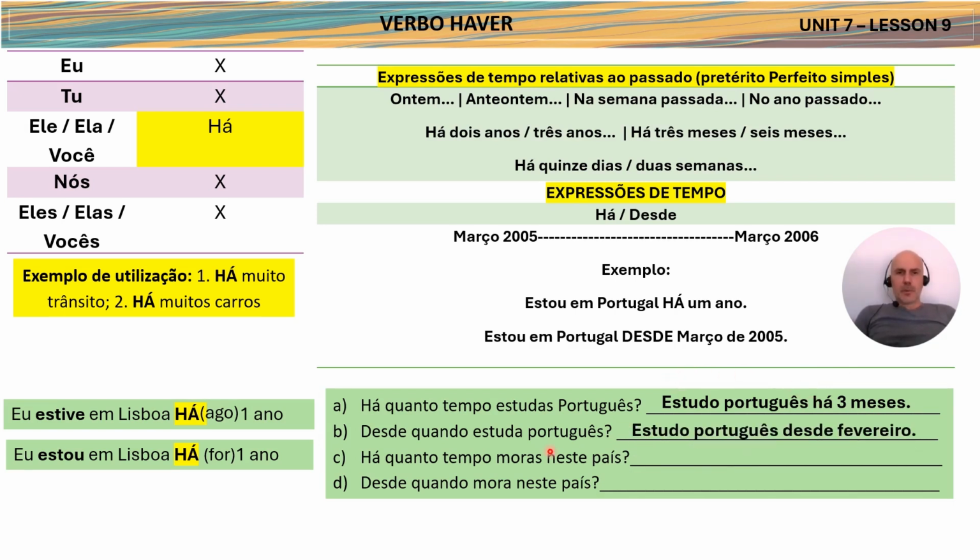Number 2, desde quando estudas português? Estudo português desde fevereiro. Same logic, so I've been studying Portuguese since February. Once again we use present tense, estudo, but in English it doesn't work if you say I study Portuguese since February. You would say I've been studying Portuguese since February. The third one, há quanto tempo moras neste país? Moro neste país há 6 meses, so I've been living in this country for 6 months.